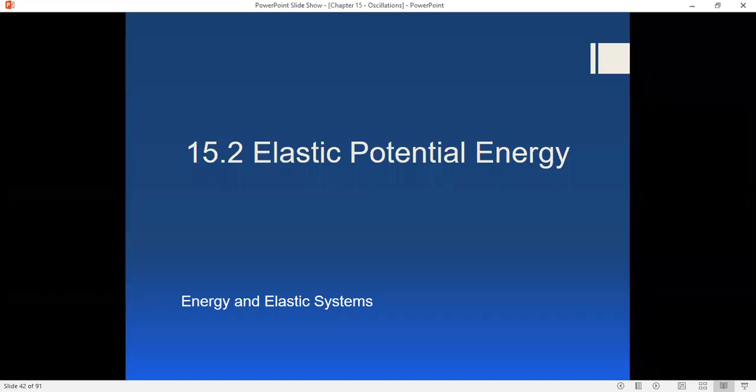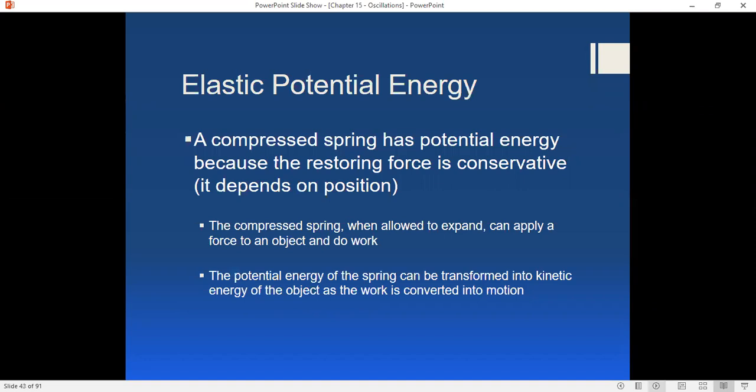Okay, so now we're going to look at potential energy due to elastic systems. And we are going to basically revisit some of the things that we talked about in Physics 1. Most of Physics 1, we spent time talking about potential energy in terms of gravity. Here we're going to look at potential energy in terms of a spring or anything that's elastic.